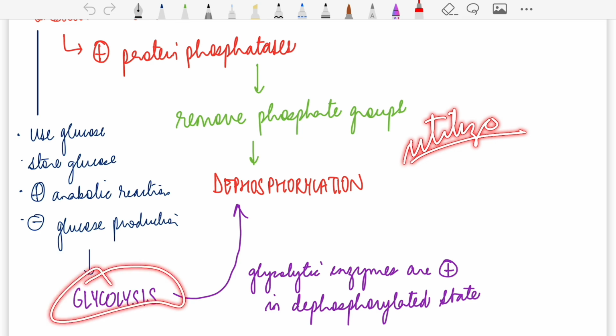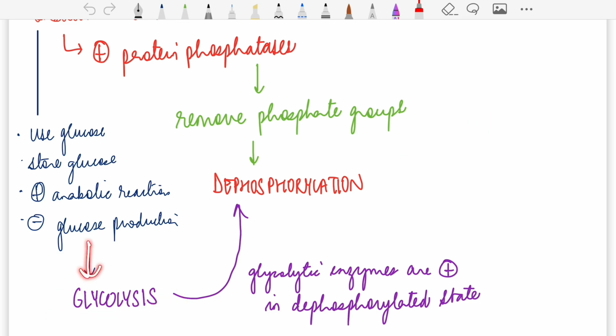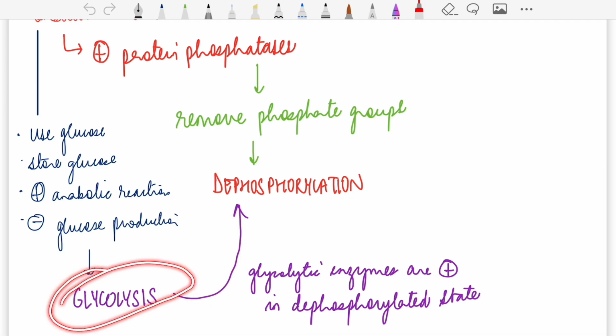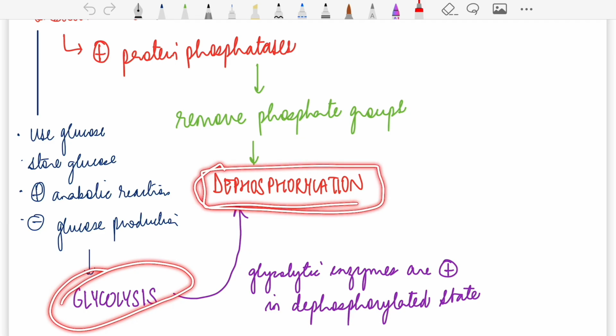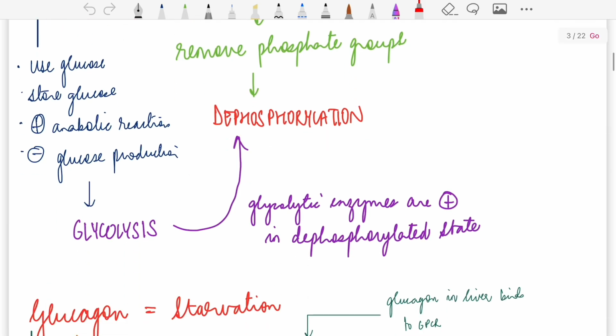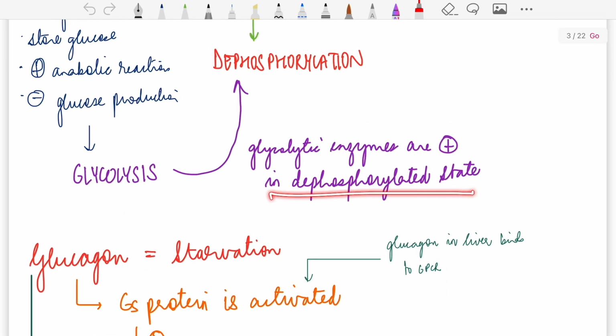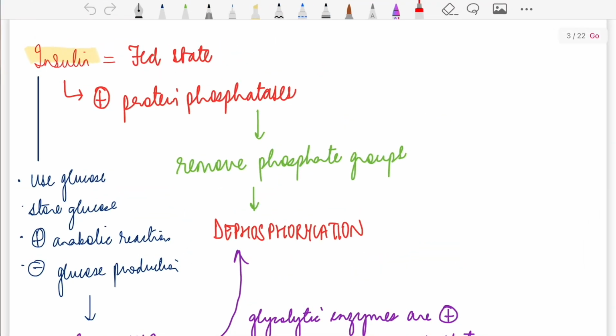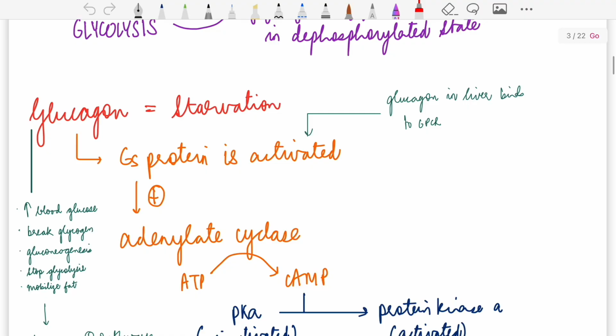So glycolysis, the method is glycolysis, wherein the glucose is being broken down into something and it is being utilized by our body. So glycolysis mainly depends on dephosphorylation. The enzymes of glycolysis are activated in the dephosphorylated state. Am I clear with it? So glycolytic enzymes are activated in the dephosphorylated state. Why? Because of insulin.